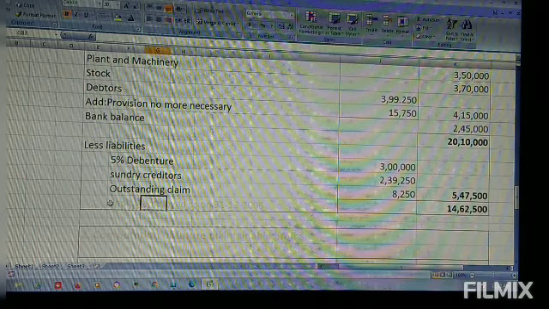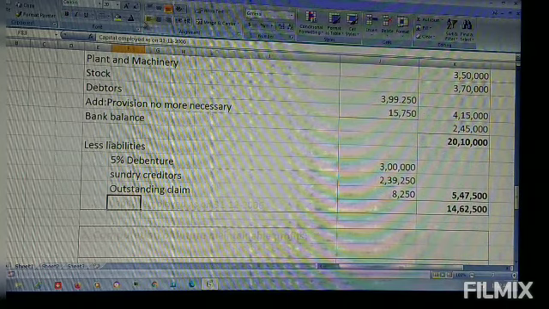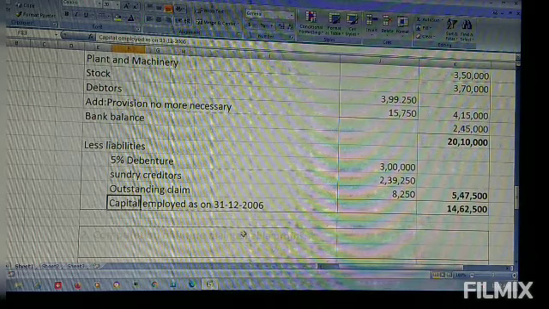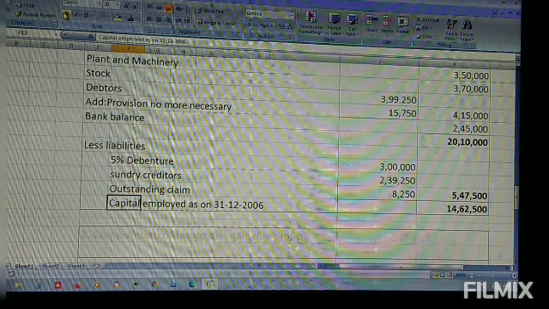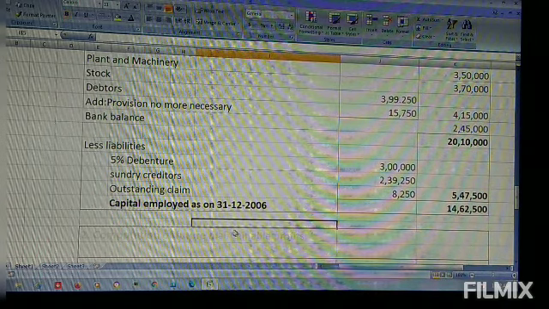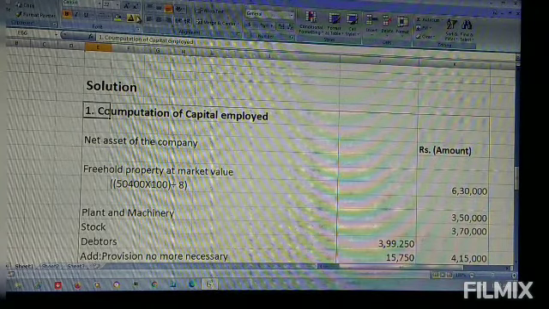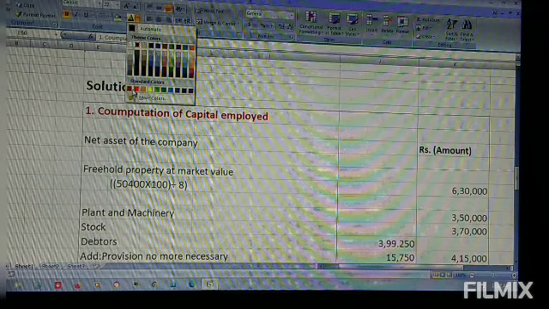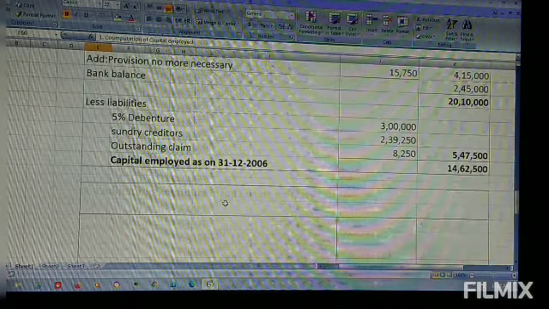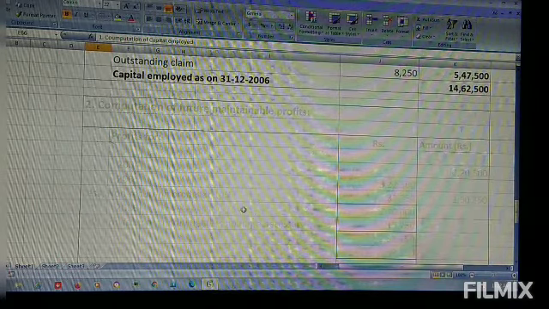So let us write this as capital employed as on 31st December 2006. This is what we got, the capital employed. Okay, now I'll go for the second year. Let us mark it with a red color. So this one we have calculated. Now we'll go for the second calculation.